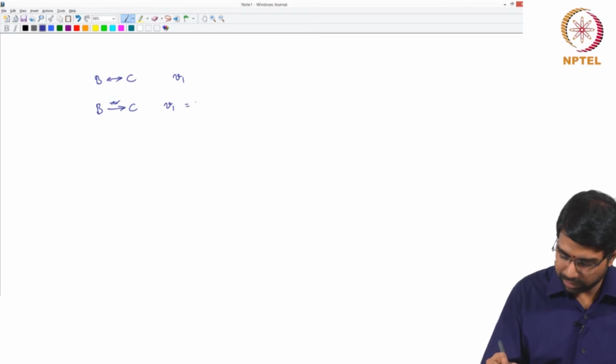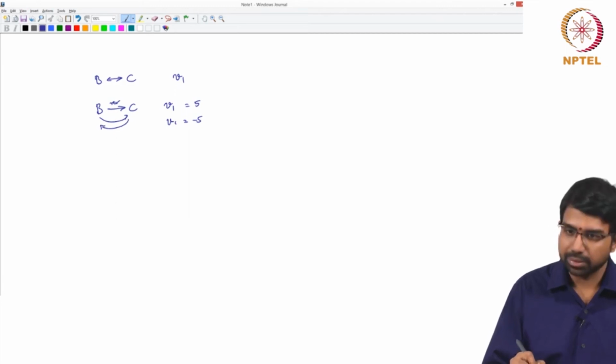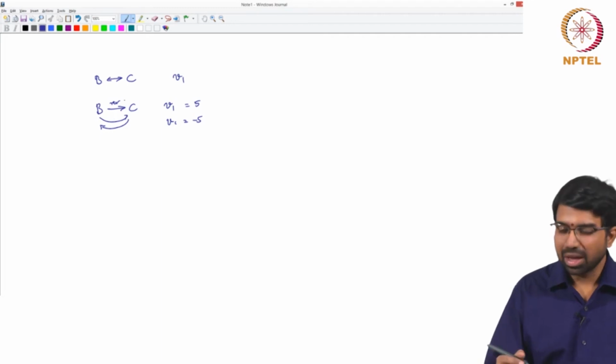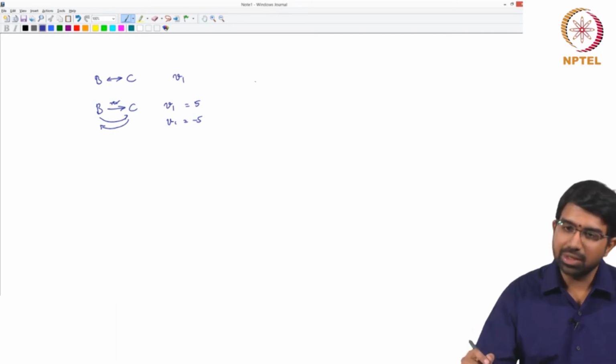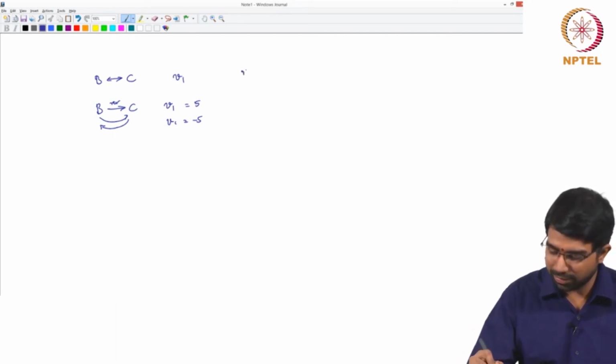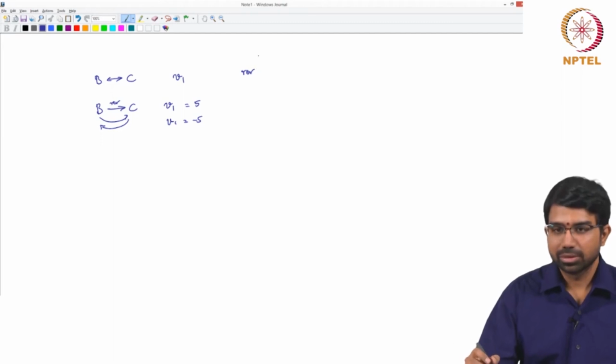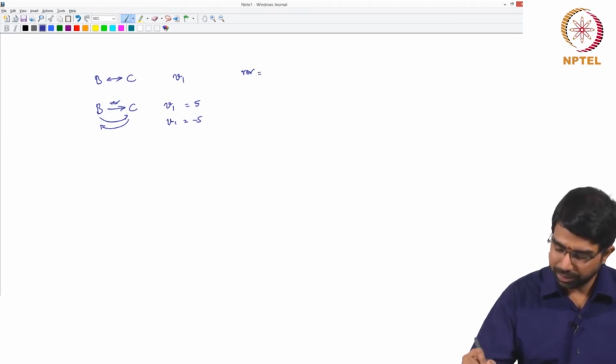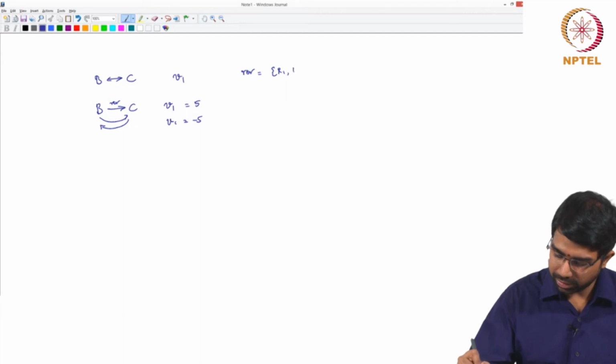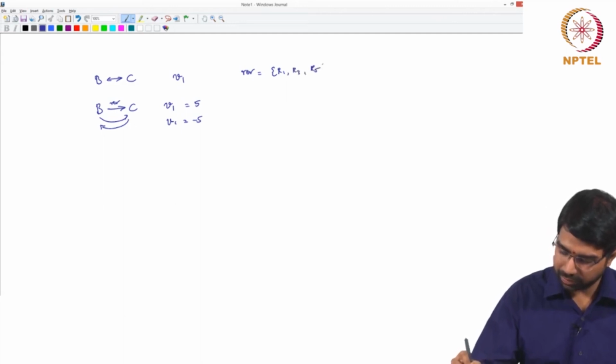right. So now if V1 is 5, it means B is going to C. If V1 is minus 5, it means C is going to B. So this only tells you which side is dominant. It does not tell you if a reaction is reversible or not. You just look at the matrix, you never know. So invariably in all these reconstructions you keep the reversibility information separate. So you say reversibility R1, R3, R5, something like that.